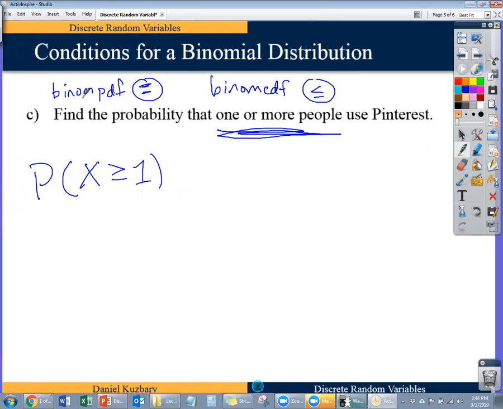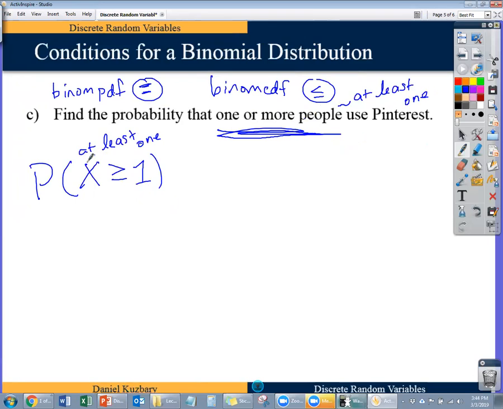Okay, so right now I've got 2 calculator functions I can use. One of them if I have a less than or equal to sign, one of them if I have an equal to sign. I don't have either of these, which means I've got to do some finagling to get a less than or equal to sign. So I'm going to be really clever and say, if 1 or more people use Pinterest, why don't we think of this as at least 1? Is that the same thing as 1 or more? I think those are the same thing. So I'm going to do the at least 1 trick because it's going to be easier.